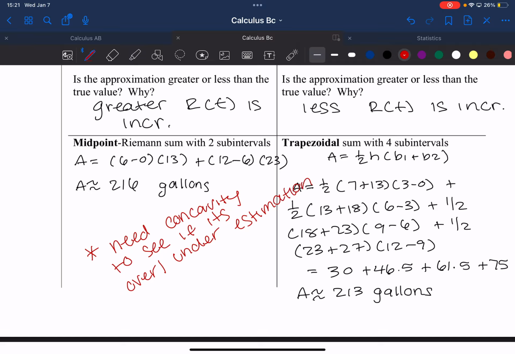And again, since they didn't mention concavity, like they would have to mention it in the problem, this is concave up, this is concave down. We are not able to see how close these are, over or under estimation, to the problem. Based off of the other 2, I can assume that the trapezoidal is probably an underestimation, midpoint is probably an overestimation, but we couldn't say that for sure.